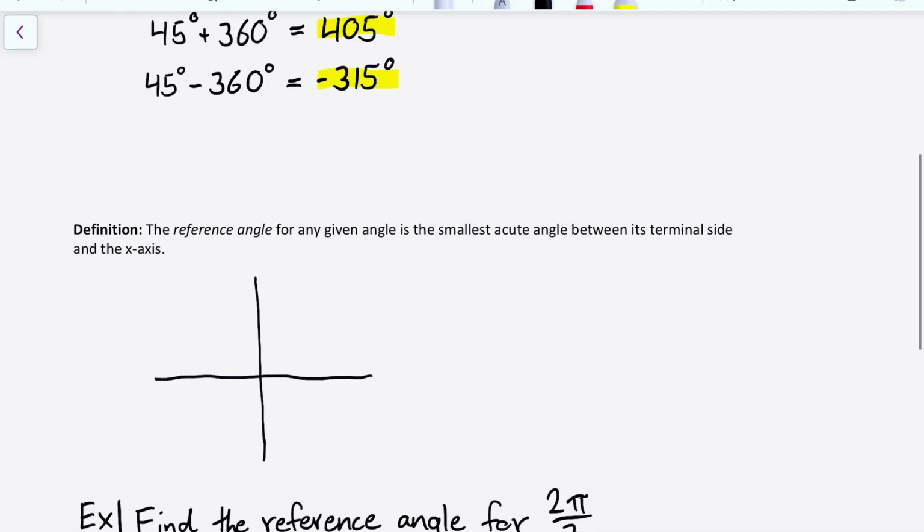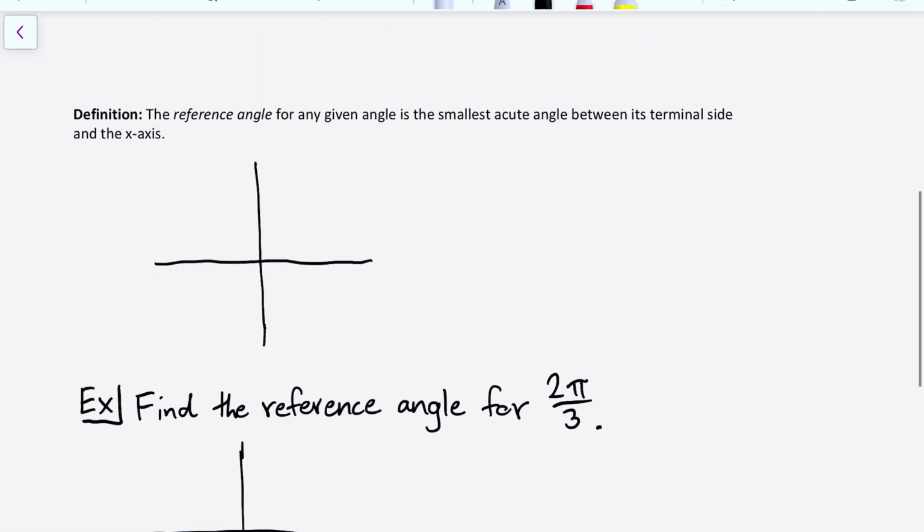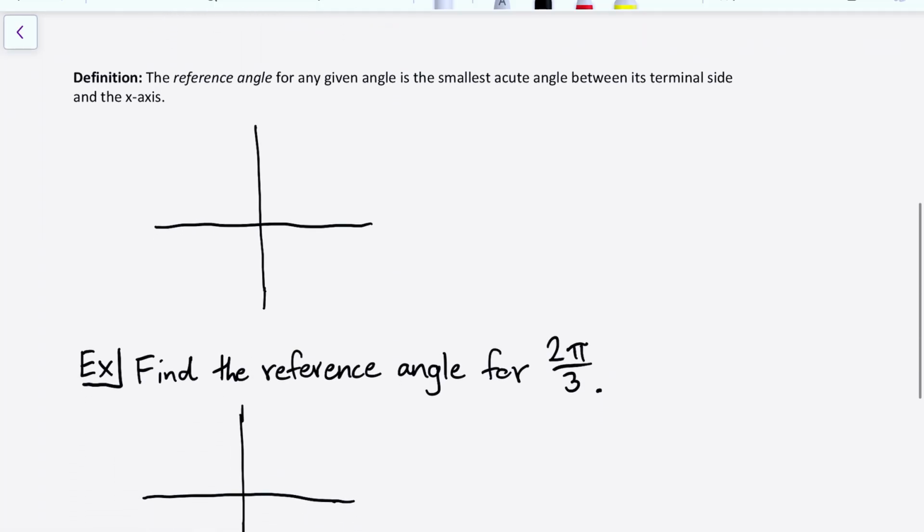The second definition I'd like to cover is reference angles. This becomes very important as we evaluate trigonometric functions later on. The reference angle for any given angle is the smallest acute angle between its terminal side and the x-axis. So let's discuss that in a couple of different quadrants. It looks different for different quadrants.